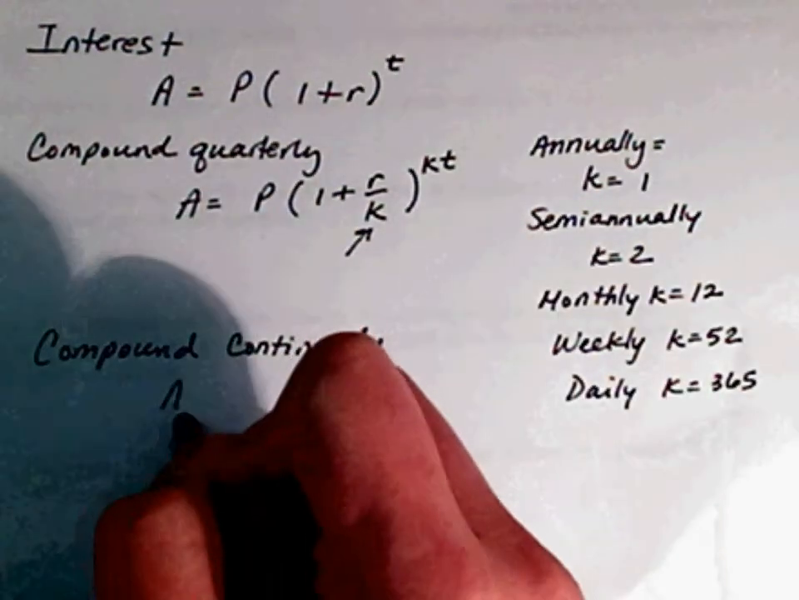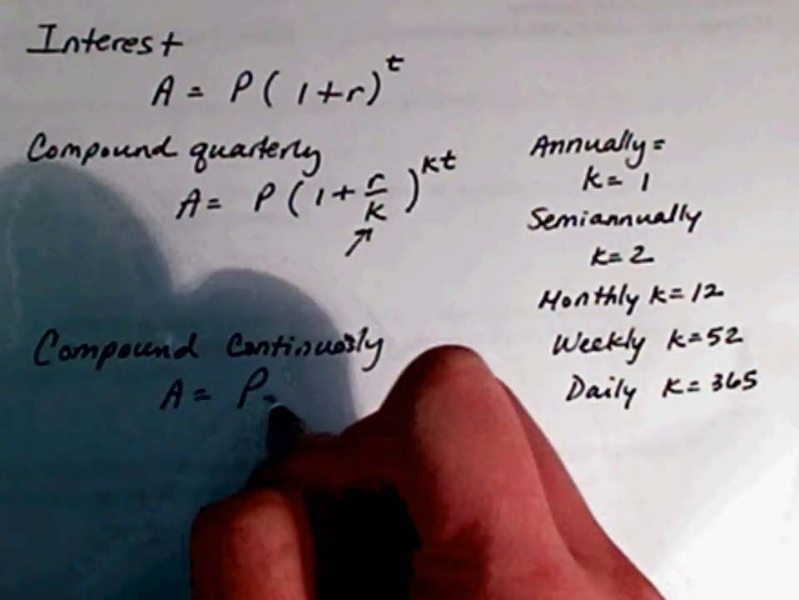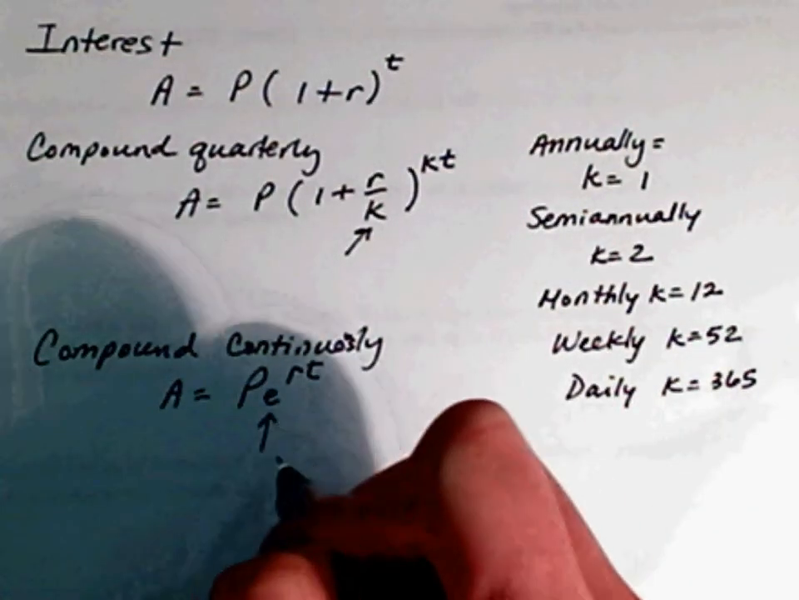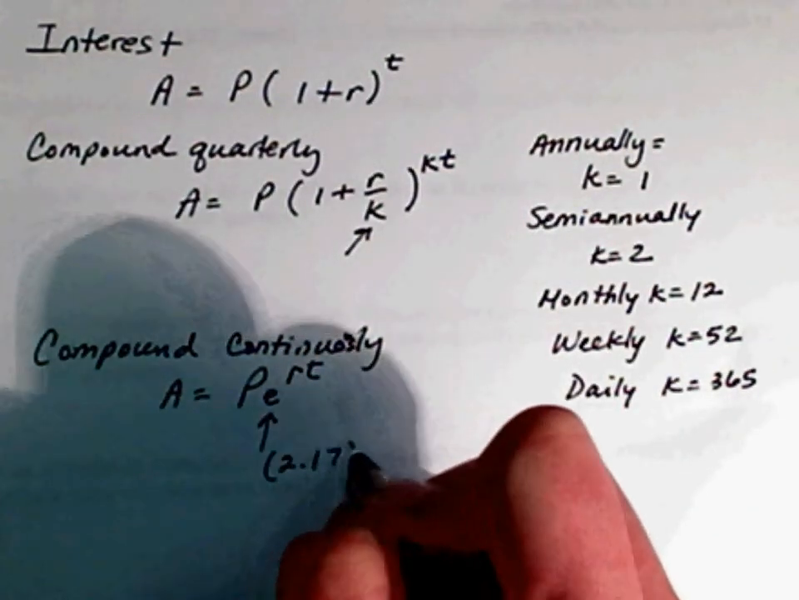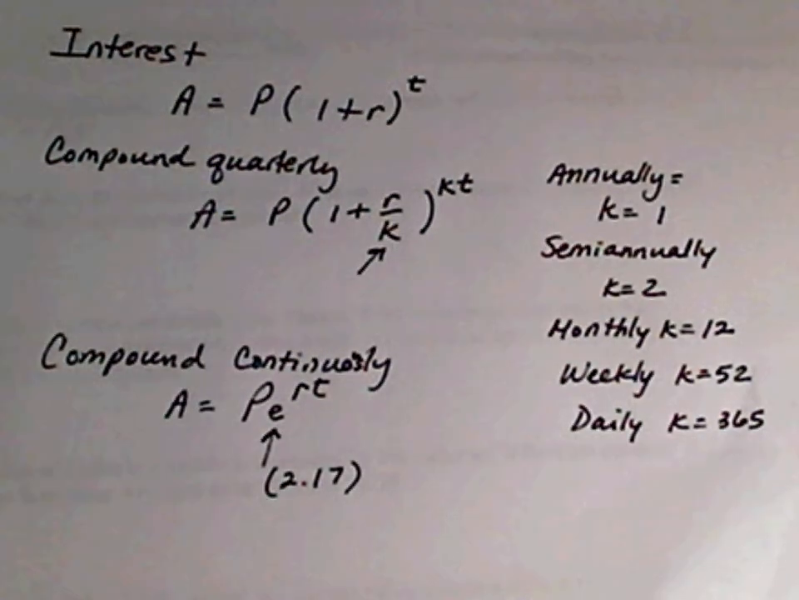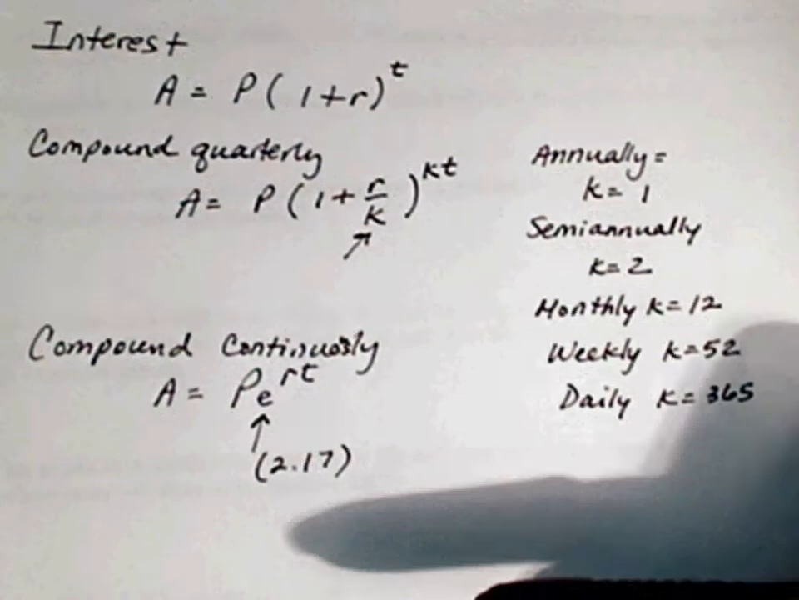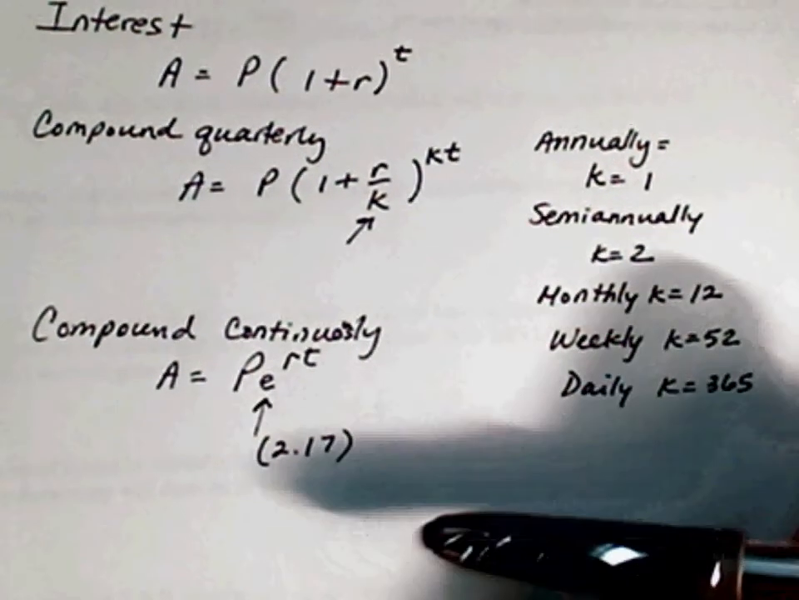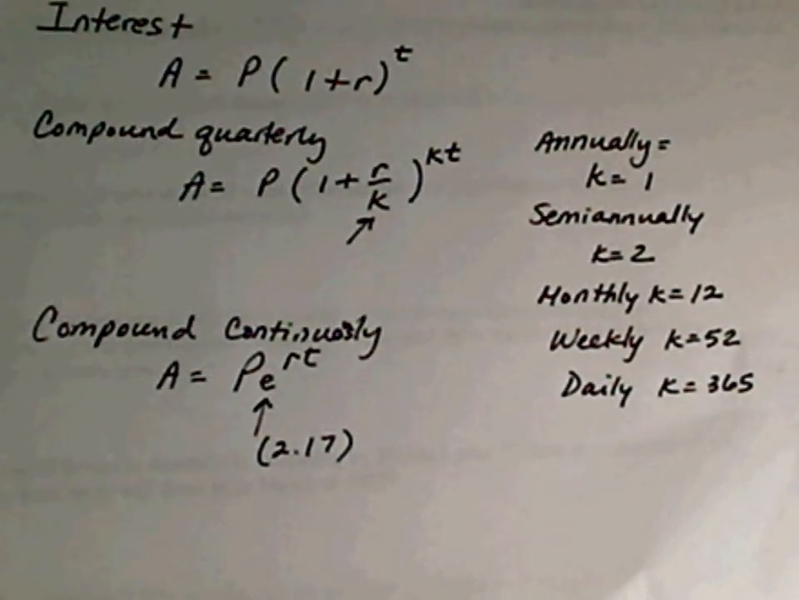You would use this formula right here. Principal times E raised to the R times T. And that E number is 2.71. You could even just type that onto your calculator. Okay, there's a letter E there. So there you have those 3 formulas. Make sure you know which one goes with which.